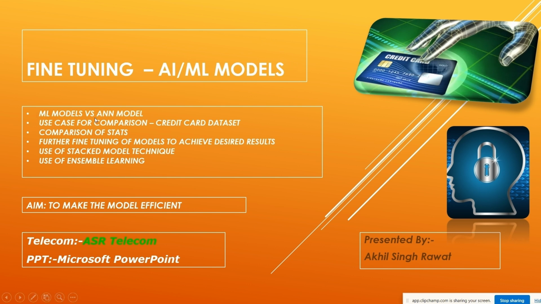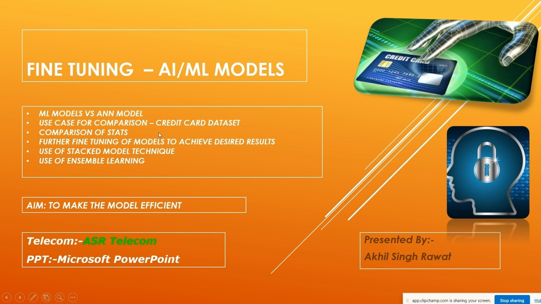Let's see the highlights. You can see on the presentation window: ML models versus ANN model. ML models are the machine learning models that I have chosen for this use case of credit card fraud, versus the artificial neural network model. So we will see the performances of the individual models. And what is the use case? As I told you, for comparison we will use the credit card dataset that is available on the Kaggle website. It has historical data of fraud versus not fraud. So a comparison of stats will be there, showing how efficient our ML models and our ANN model are.